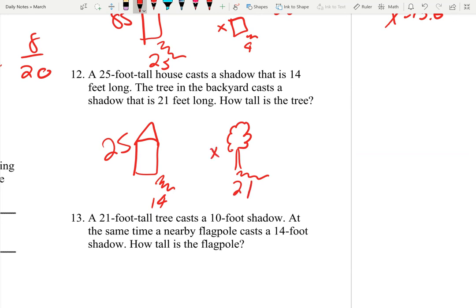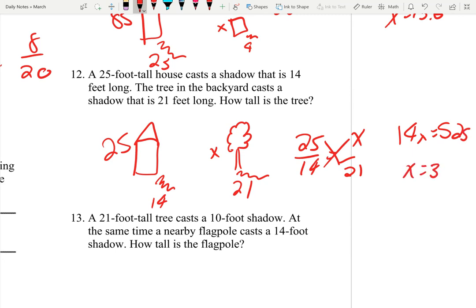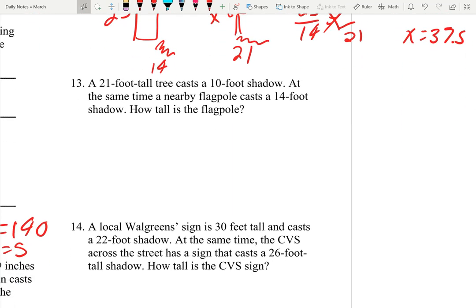How tall is the tree? So same ratios. So 25 to 14 as x to 21, and cross multiply. So we have 14x equals 25 times 21, which is 525. And then just divide by 14. So we end up with x equal to 37.5 feet tall. That's the tree. A 21-foot tall tree casts a 10-foot shadow. Same time, a flagpole casts a 14-foot shadow.